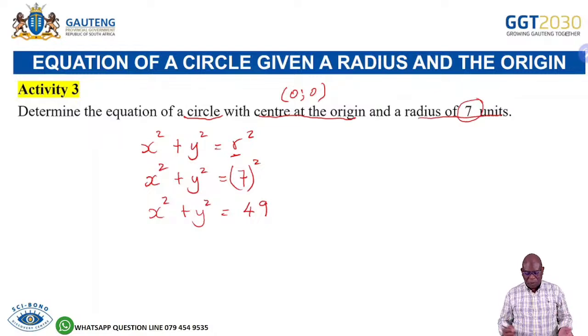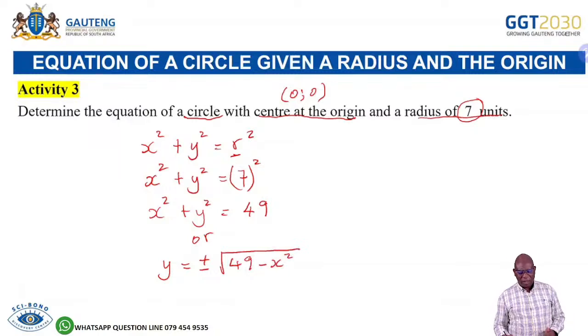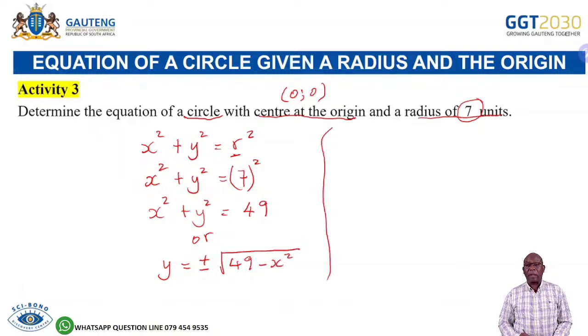Now if you want to be smart, the other way of writing it will be y equals, because it's the full circle, it must be plus or minus the square root of 49 minus x squared. Now maybe you are asking, why do we write it as y equals plus or minus the square root of 49? This is how it comes about.